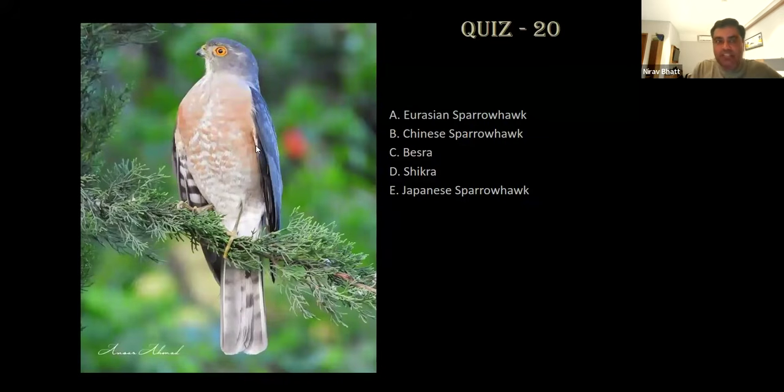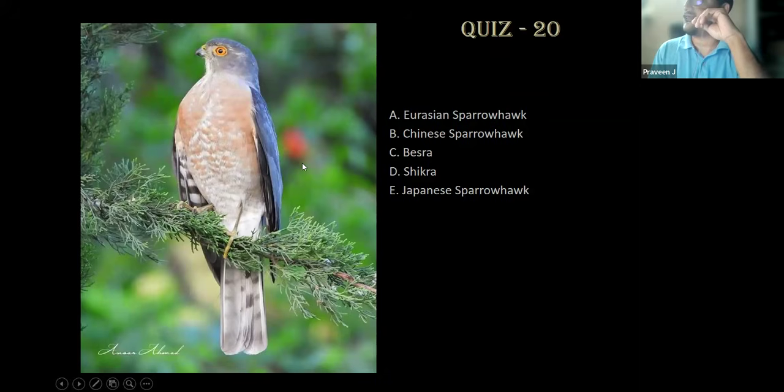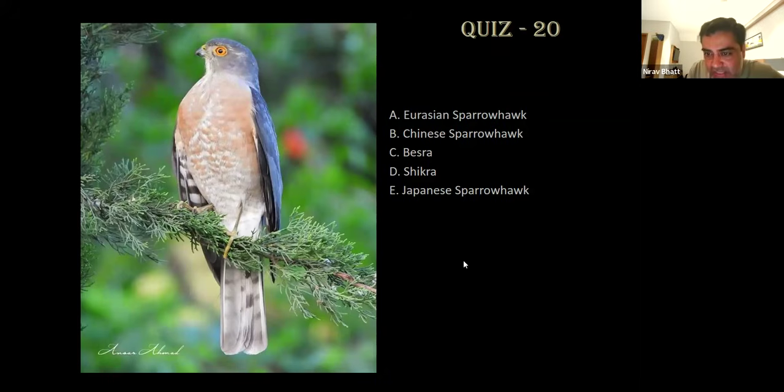Once again, how do you eliminate Shikra here? I repeat the same things again. Very small beak, yellow eye ring, very fine tarsi, very long middle toe, and a square tail. These are the pointers that make it Besra and separate it from Shikra. Maybe we need to talk about the Japanese Sparrowhawk also. 33% people selected that.